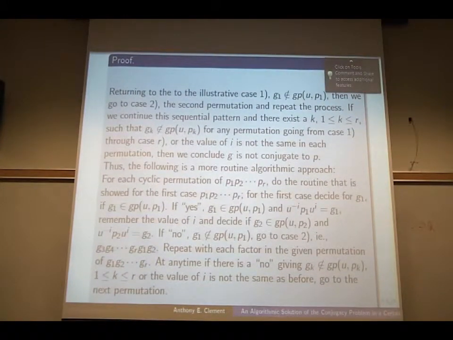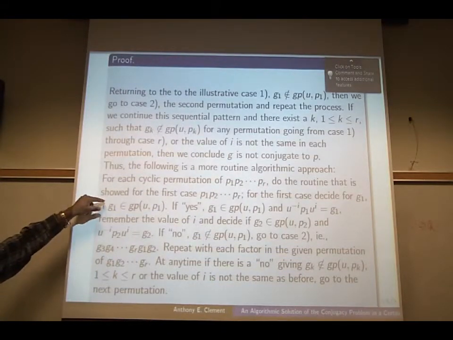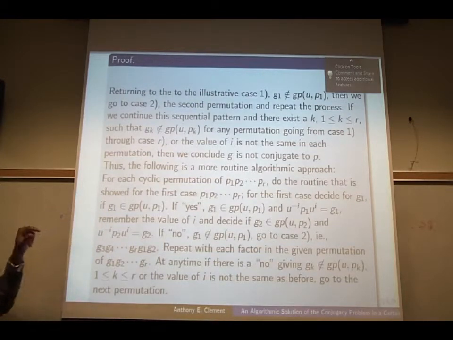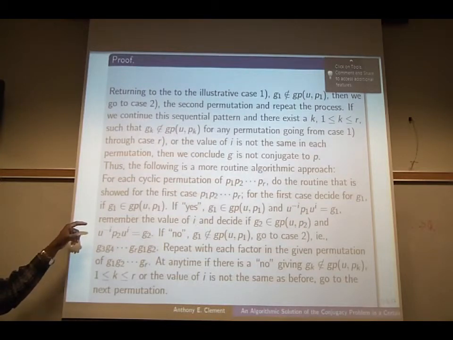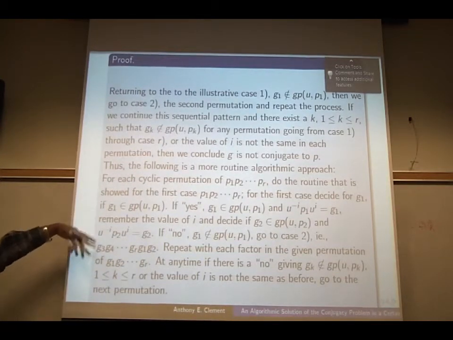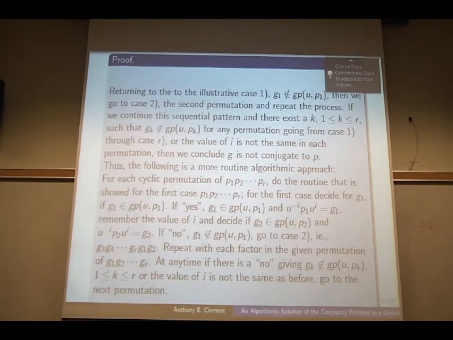Remember, we want i to be the same because we want to put the pinches together. So if for, say, G1, we have g to the 5, and for G2, we have u to the 6, then that's a problem here. We wouldn't get the cancellation. We wouldn't get the nice pinch that we need. So we can rely on the fact that if the i's are different for the same permutation, or if the Gk does not belong to the subgroup generated by u and pk, then for any of these factors, we can say that G is not conjugate to P.